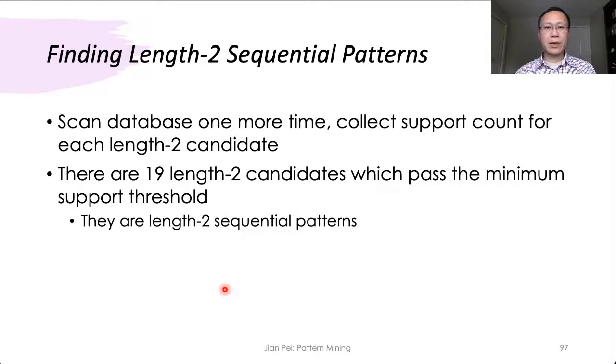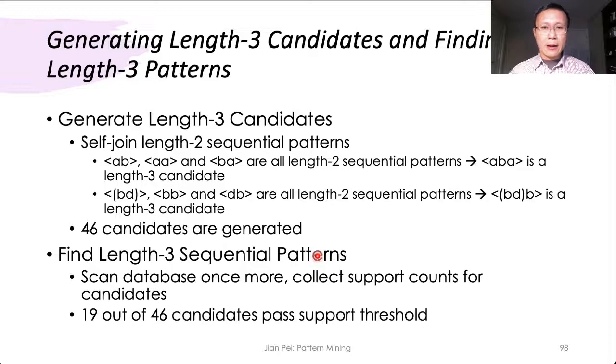Now, we can scan the database again to find length 2 sequential patterns. In this second scan, we just collect the support count for each length 2 candidate. And in this scan, you can verify that there are 19 length 2 candidates passing the minimal support threshold. Those are the length 2 sequential patterns. Next, we can generate length 3 candidates.